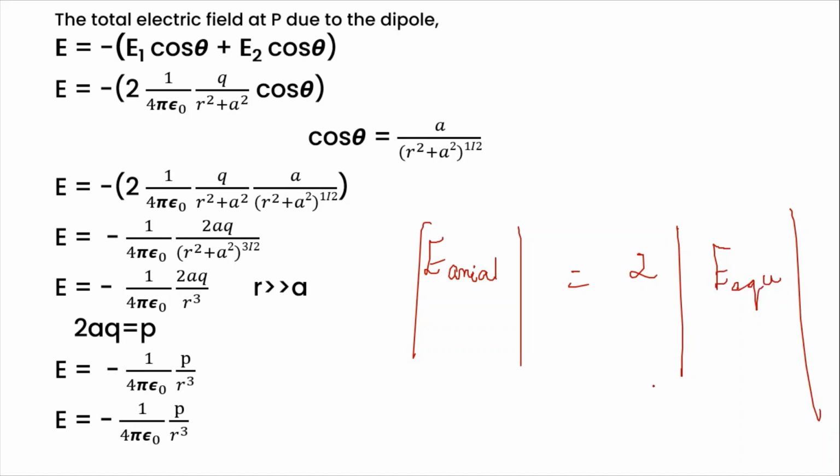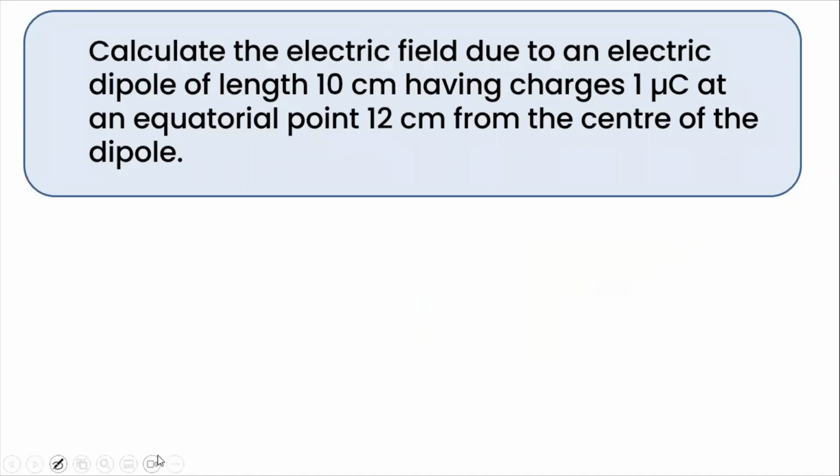Okay. Because there you will have a term P, 2P. Here it is only P. That is a difference, and the minus sign indicates the direction of the field. Okay. Now with this understanding, we'll solve two sums.